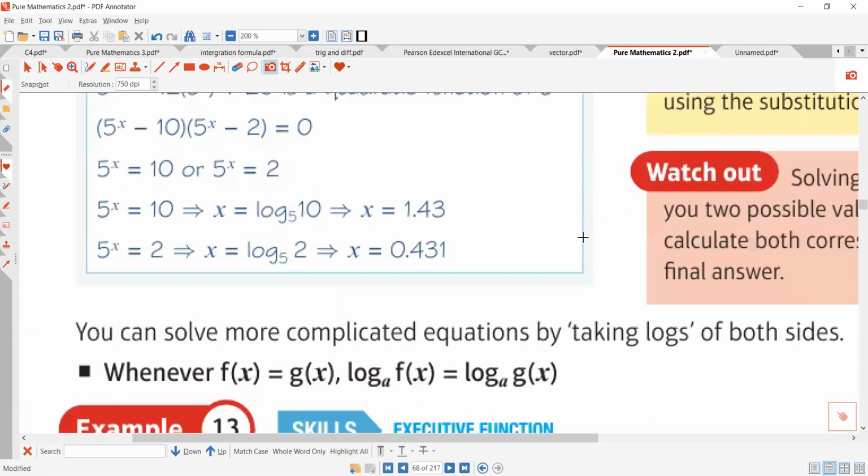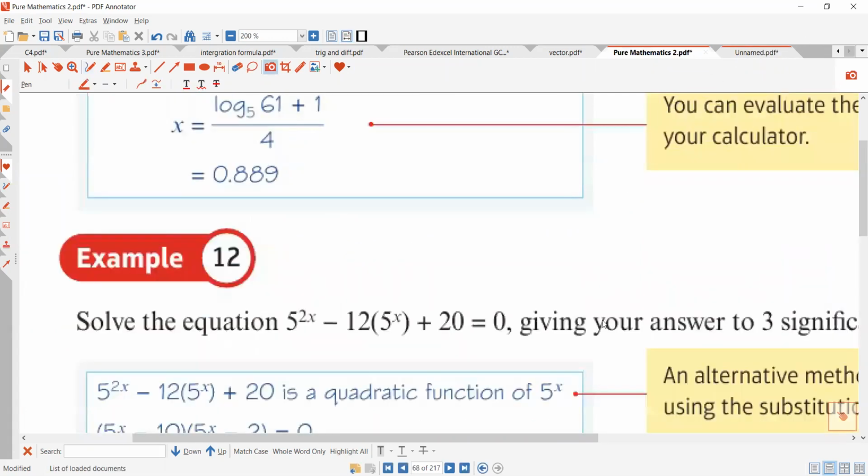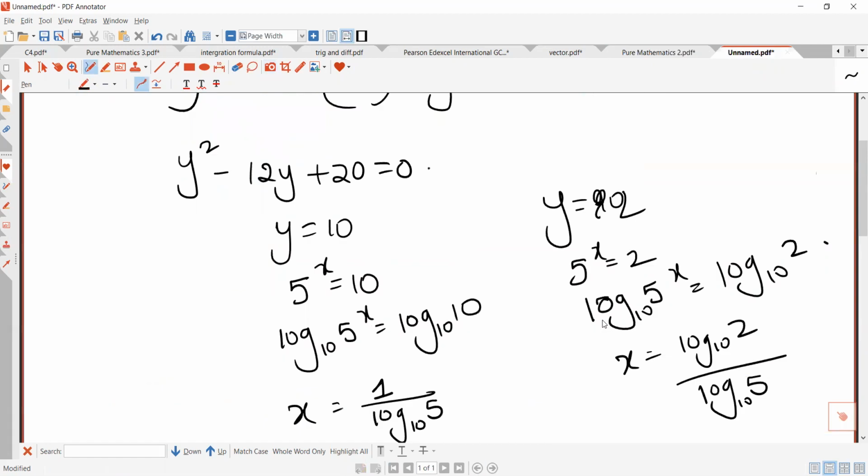Let me see the answer. It should be 0.431 and 1.43. Just let me know if I'm getting the same answer or not here. 0.431 and 1.43 or something like that. Everyone understood?